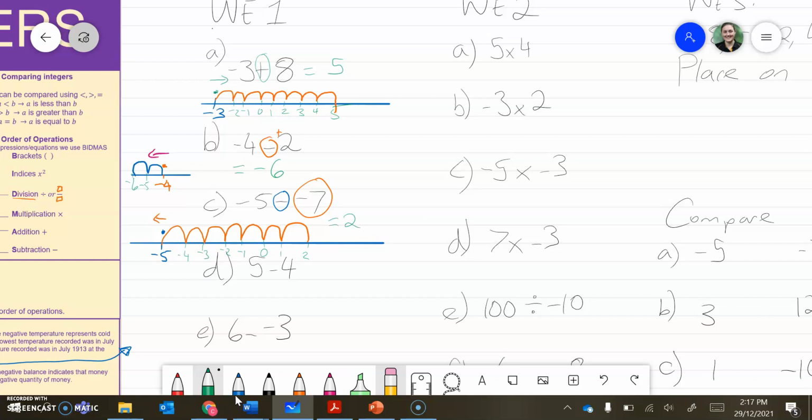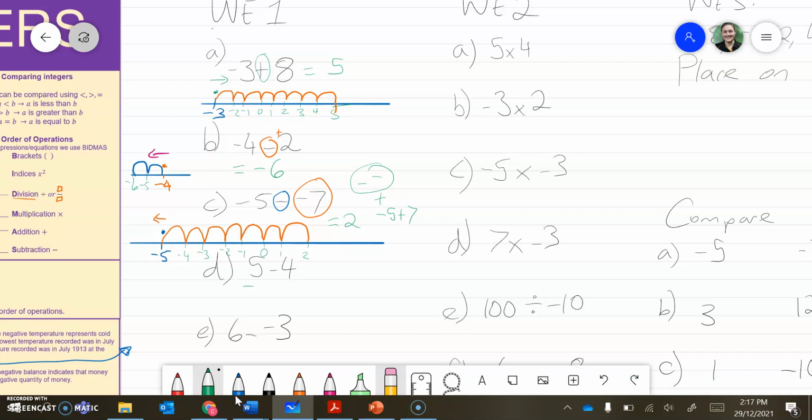Now, how else could we have got to 2 without having to think, okay, I need to face towards negative and then walk backwards 7 units? Well, if you have minus a negative, what this means is it is a plus. So instead of writing -5 minus -7, we could change that to -5 plus 7. And then that would make it a lot easier for us because we'd know, okay, we start at -5 and then we're going up 7 units.